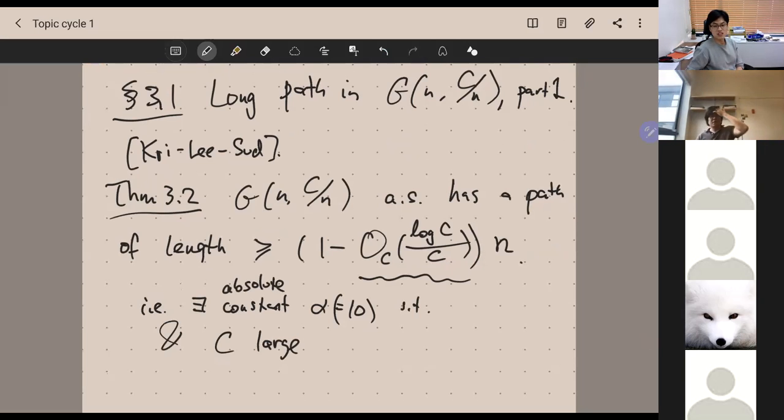Absolute constant. Your notation is a bit confusing. The big O sub C, that C is constant C, not the word constant, right? It's different from that. So when we write big O of 1, we usually mean big O sub n of 1, right? That means there exists an absolute constant such that when n is sufficiently large, it holds. Okay, so that's your definition of the subscript there.